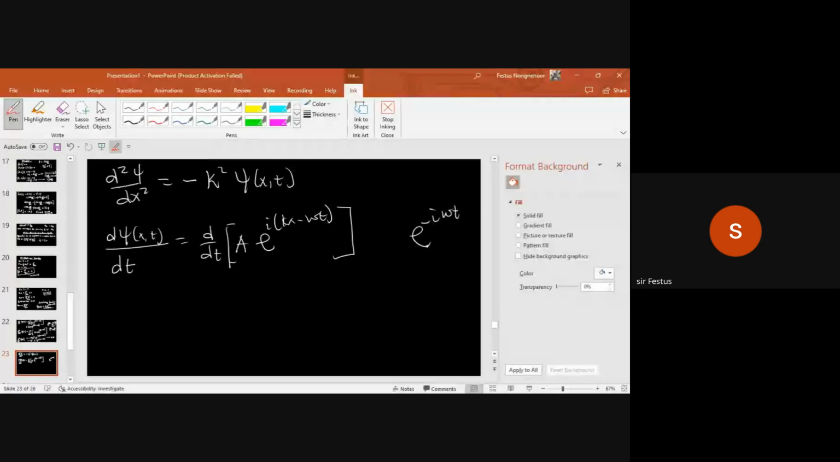So this is what I'm now differentiating with respect to t. The same way, the factor that is multiplied by t up here will come down and multiply. So minus I omega comes down to multiply. So the first differential will be equal to minus I omega a, then I repeat the function itself, e to the power I in bracket kx minus omega t. And this will be my first differential, the derivative of psi of x and t with respect to t.